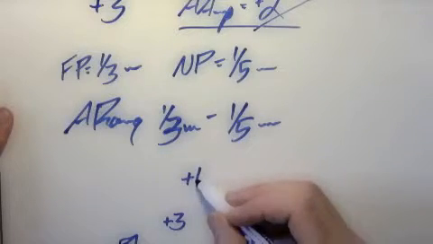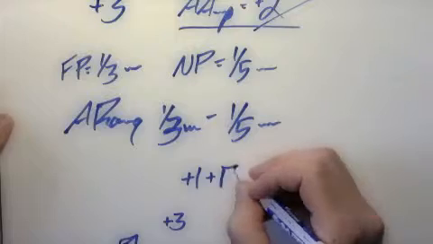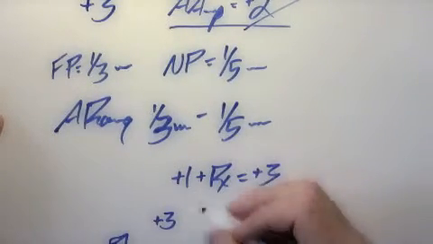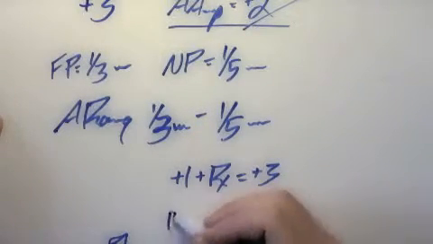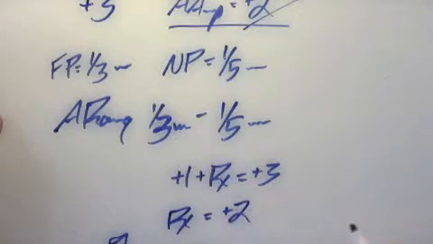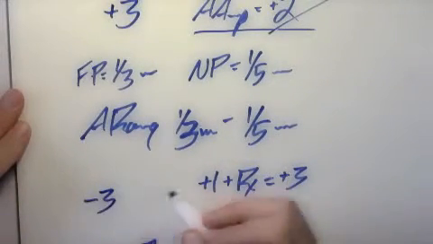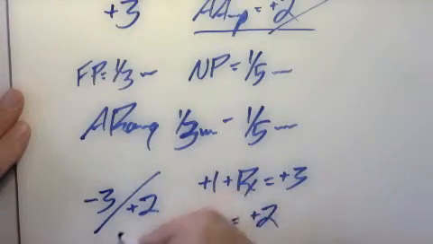So we're getting +1 from him, plus whatever Rx we're going to give him is going to have to equal +3. Therefore, the Rx that we're going to give him is going to be +2. This refers to the add. So his spectacles, we said he's a -3 myope. So he's going to be -3, and we're going to say with a +2 add.